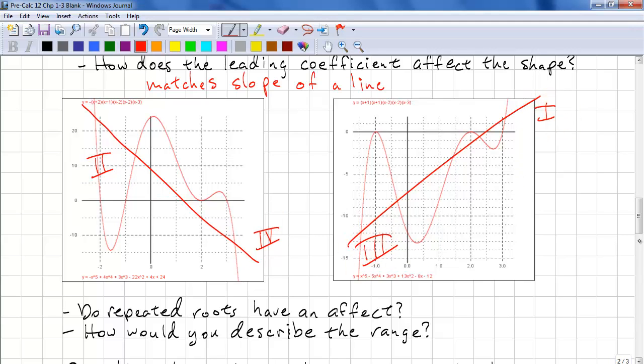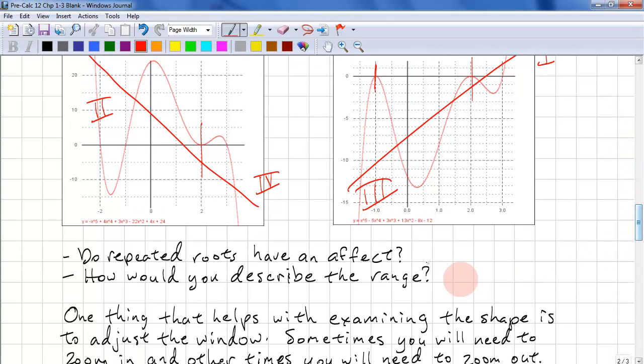Okay, do repeated roots have an effect? So we have repeated roots of x minus 2, x minus 2. And we have, again, x minus 2, x minus 2. So at 2, again, it bounces off. Here, we have another repeated root, x plus 1, x plus 1. So that's negative 1. And again, it bounces off. So repeated root of 2 bounces off the x-axis.